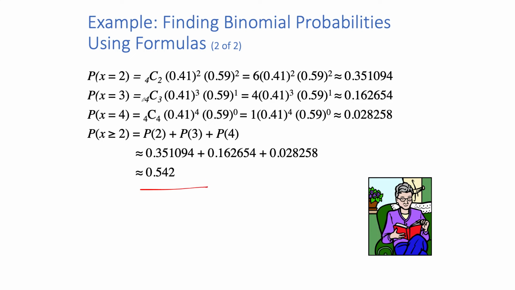Right? So again, we are just applying the binomial probability formula to get to these numbers. And then we are applying the addition rule here to find the probability for the given situation.